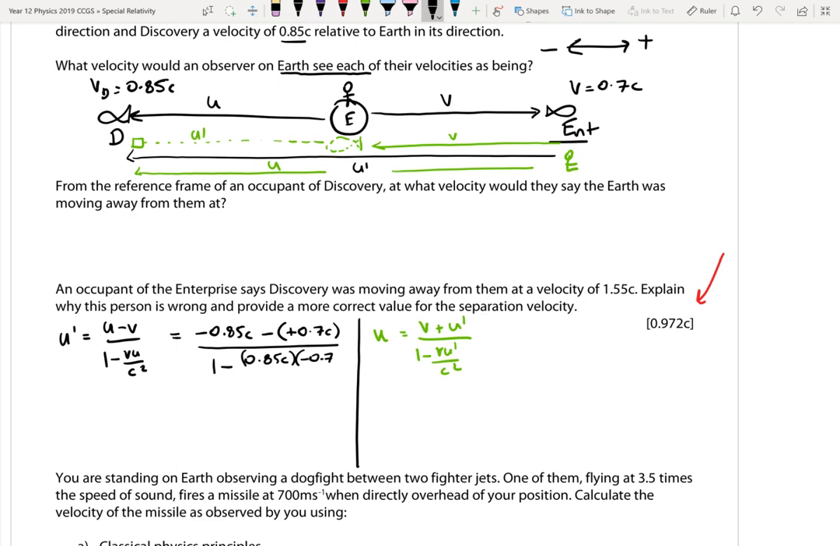Wait, have I stuffed this up? I've stuffed this up. V is positive.